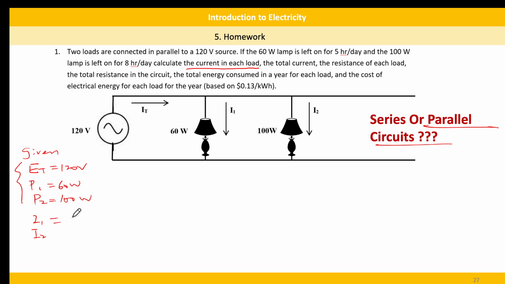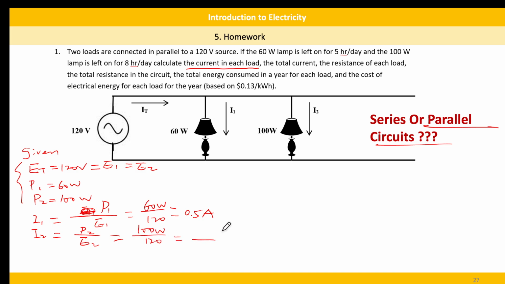Okay, and then let's answer. What is I1? In a parallel circuit, ET is the same as E1, the same as E2, right? So I1 should be, sorry, P1 divided by E1. P1 is 60, E1 is 120. You can calculate. And how about I2? P2 divided by E2. P2 is 100, E2 is 120. Okay, got it. And the next question, total current. Total current is I1 plus I2.